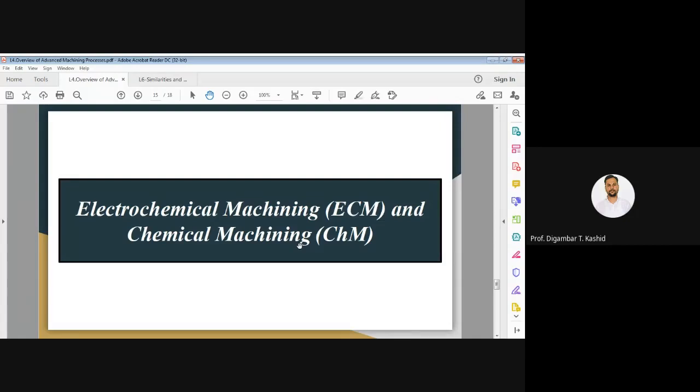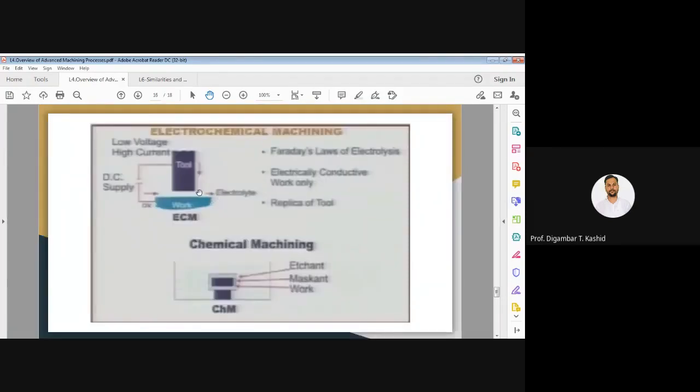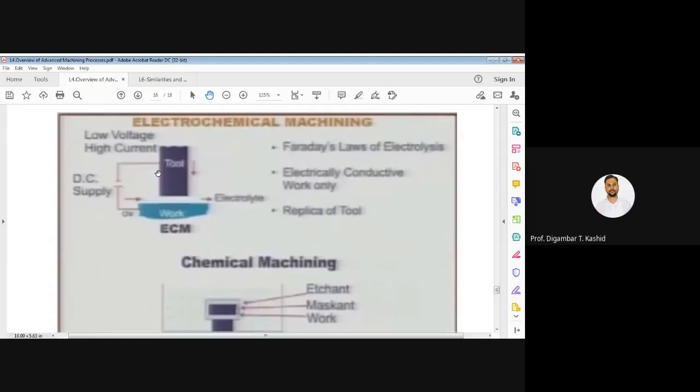Electrochemical machining is just the reverse of electroplating, which we already learned in physics. ECM is totally the reverse of electroplating. In this diagram you have the tool, which is connected to the negative terminal of your DC power supply, and you have the workpiece, which is connected to the positive terminal.